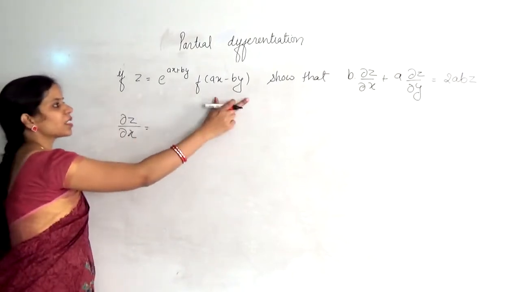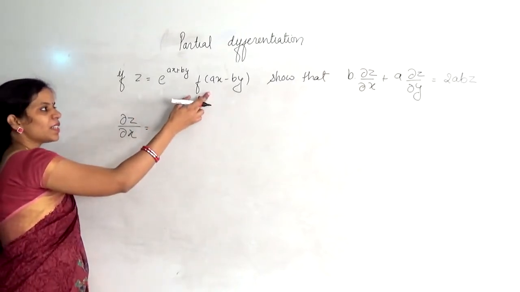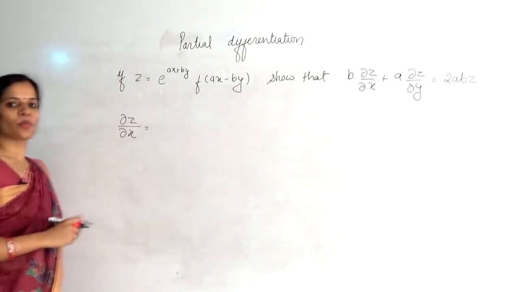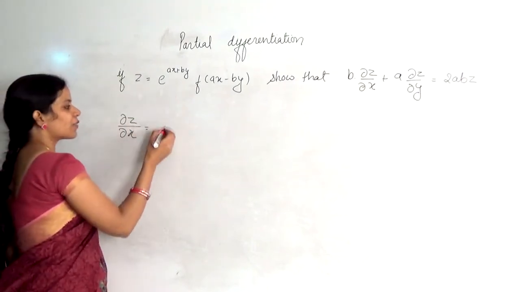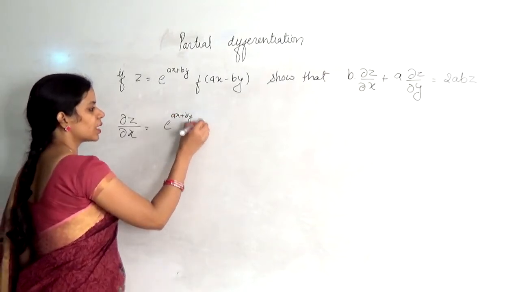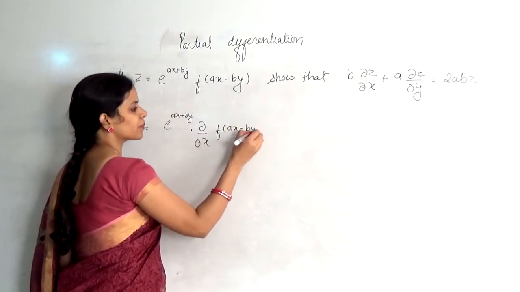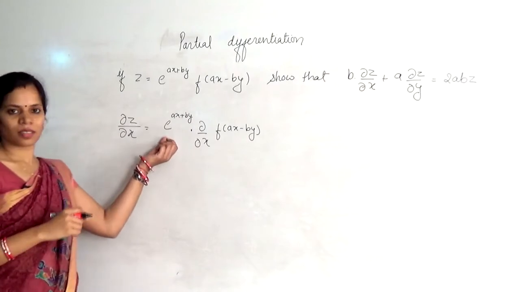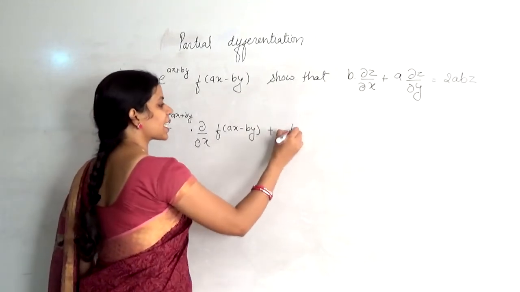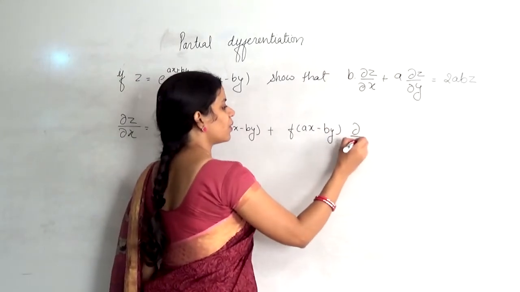We have to differentiate these terms with respect to x by keeping y constant. So here we see that these are product terms. So we will differentiate these by using the product rule of differentiation. So at first we take e to the power ax plus by into ∂/∂x of f(ax minus by). This is one term, plus second term and differentiation of first term.